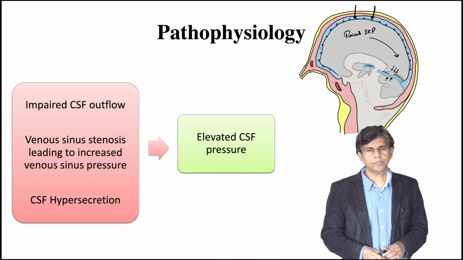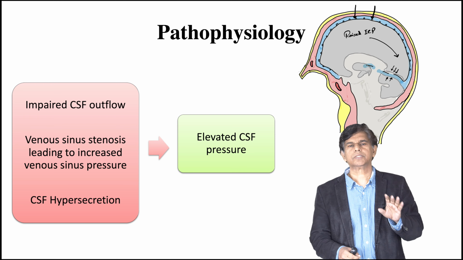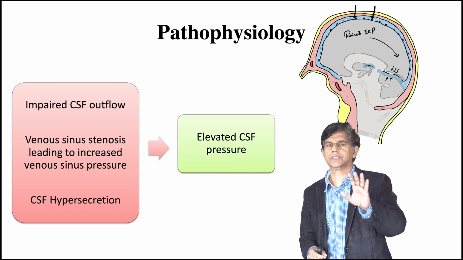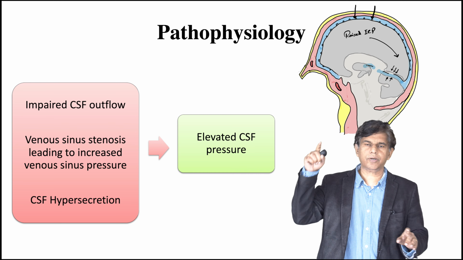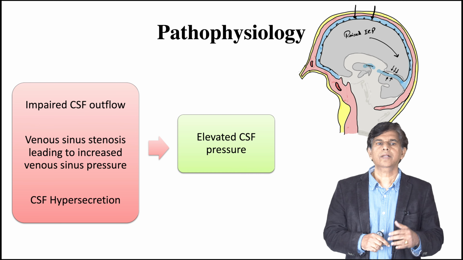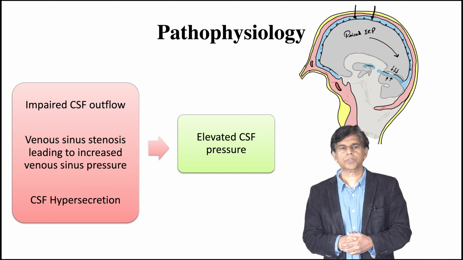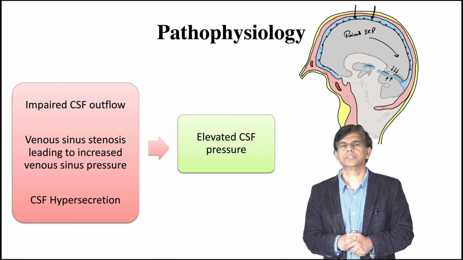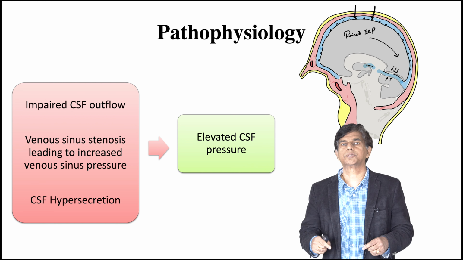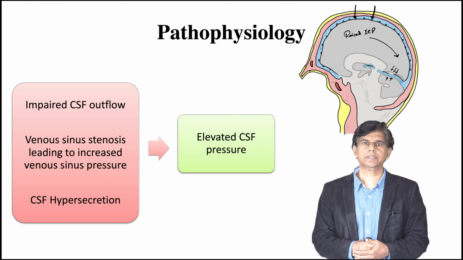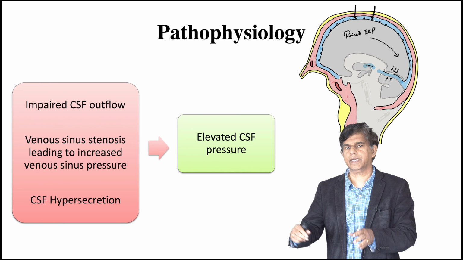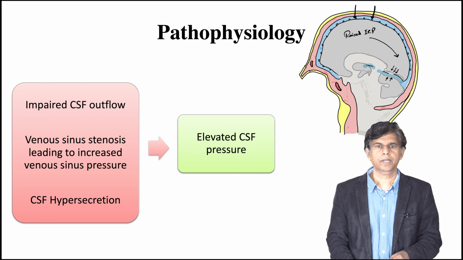Now, if you look at the pathophysiology, there are three things actually happening. There's impaired CSF outflow. Okay, the CSF outflow is obstructed. Venous sinus stenosis leading to increased venous sinus pressure, and the third one is cerebrospinal fluid hypersecretion. Okay, all of this leads to elevated CSF pressure and causes all our symptoms.